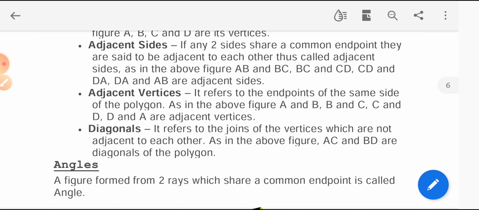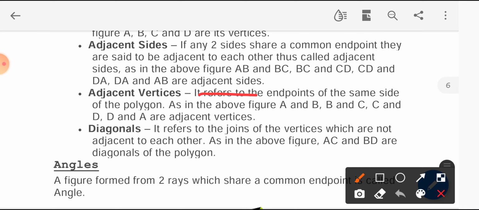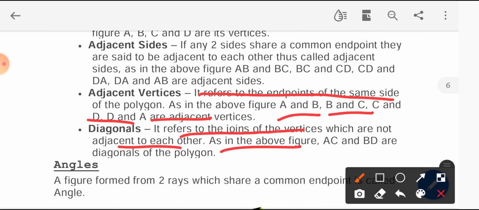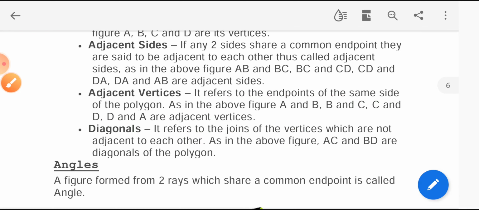Then adjacent vertices. It refers to the endpoints of the same side of the polygon. As in the above figure, A and B, B and C, C and D, and D and A are adjacent vertices. Then diagonal means it refers to the join of the vertices which are not adjacent to each other. So in this above figure, AC and BD are diagonals of the polygon.